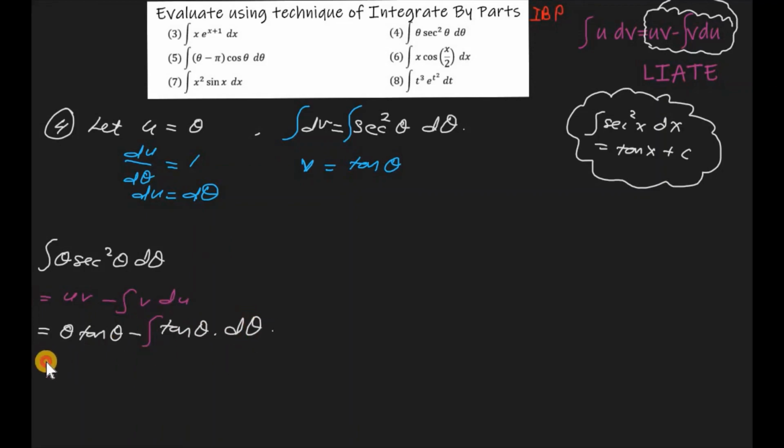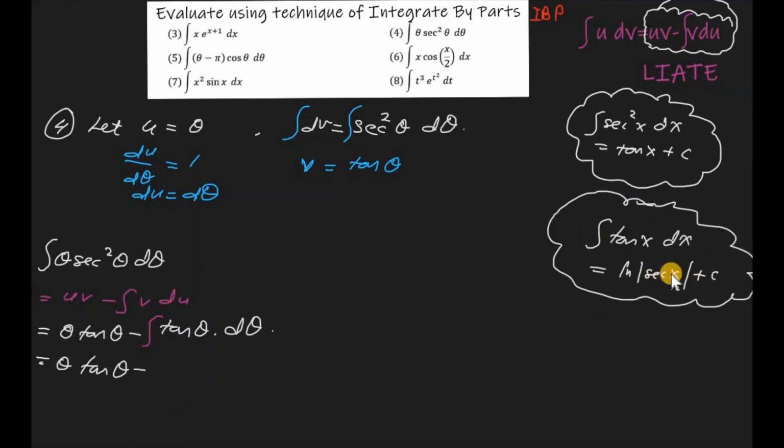Alright, so we do need to integrate further. So again, let's look into our formula list. Is there an integral of tangent theta? So yes, there is a formula given in our formula list. But here our variable is theta, so let's put the answer there. So we have ln secant theta, right? Theta. And don't forget your constant of integration for the indefinite integral. So that is your answer for question 4.